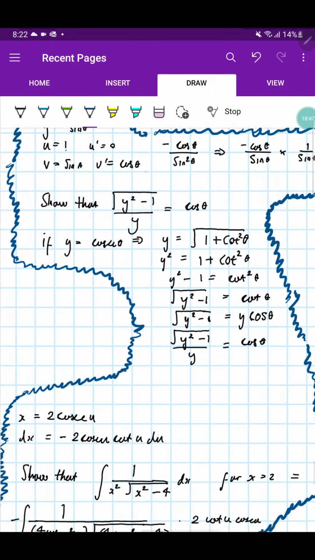Now we need to show that the square root of y squared minus 1 over y equals cos theta.